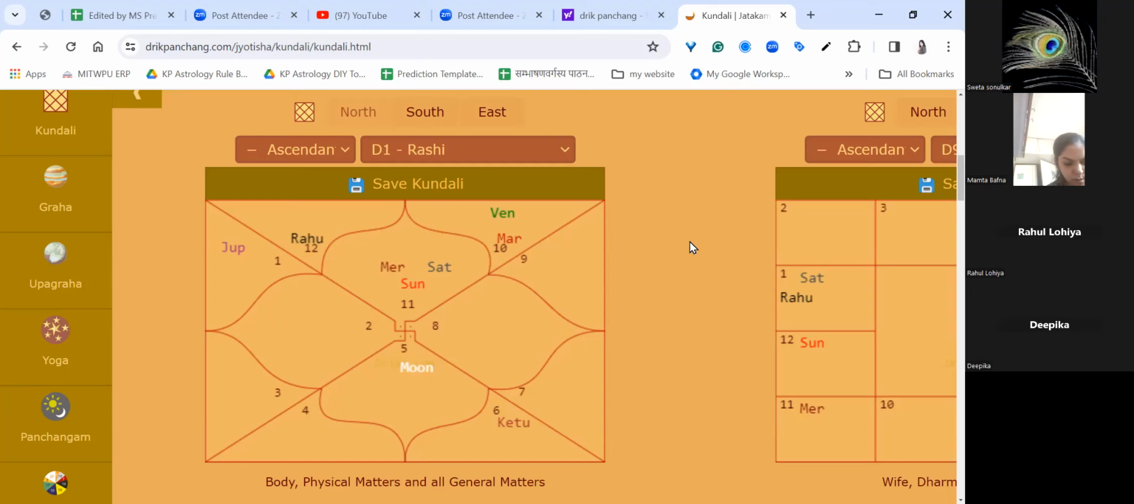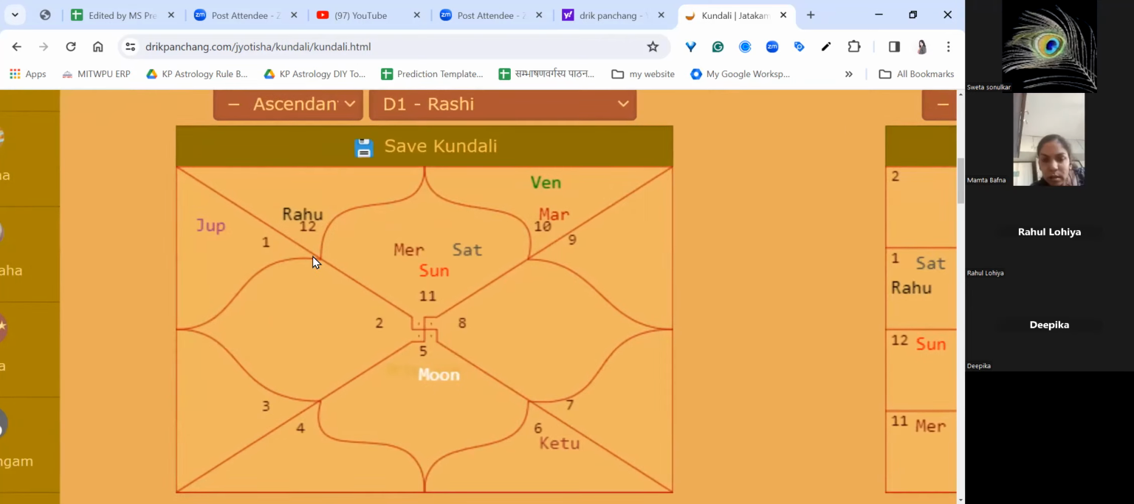Rahul, can you tell me in which Rashi is Rahu? Second, Taurus? No, it is the second house, but which is the Rashi here? You're confused. Look at the number of the Rashi here. It's Pisces, the 12th. Okay. Should I zoom it? No, I got it.